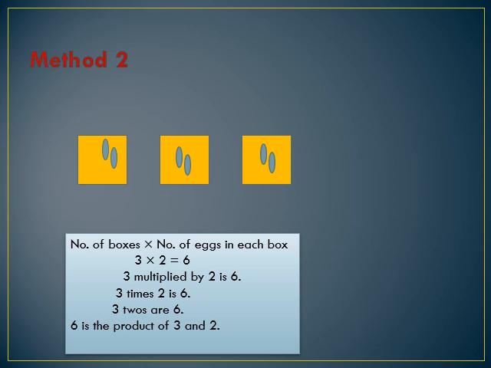It can be read as 3 multiplied by 2 is 6. Or 3 times 2 is 6. Or you can say that 3 2's are 6. Children, here 6 is the product of 3 and 2.